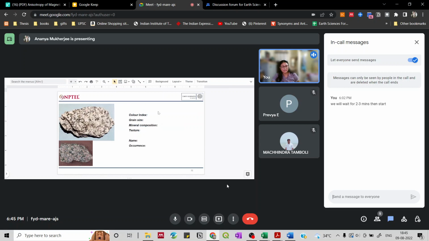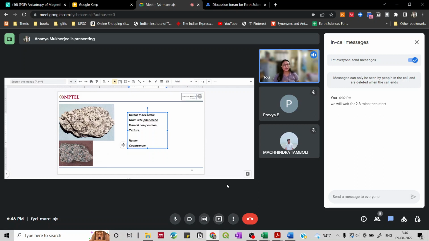So this is one example of a rock. As per color index, this would be a light colored rock, so we can call it a felsic rock. Now the grain size: you can see the grains. You can distinguish one grain from the other. So you would call this a phaneritic texture, the texture based on the grain size.